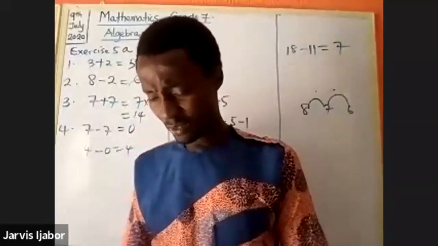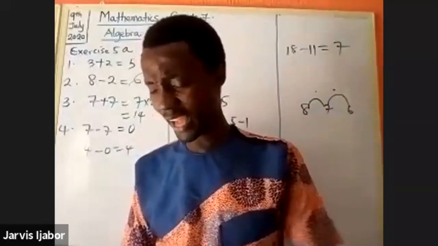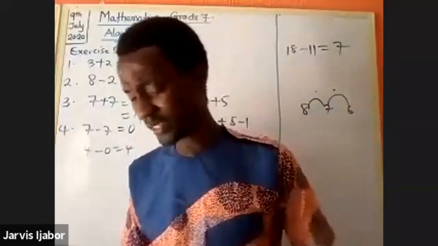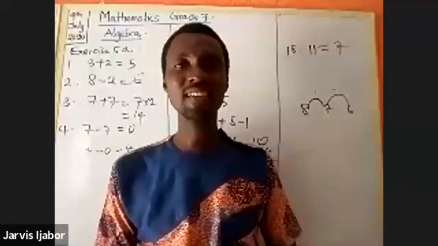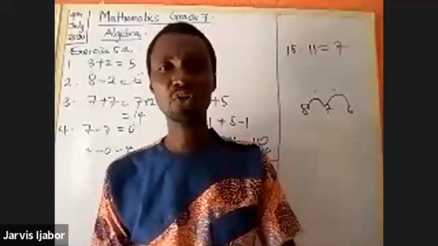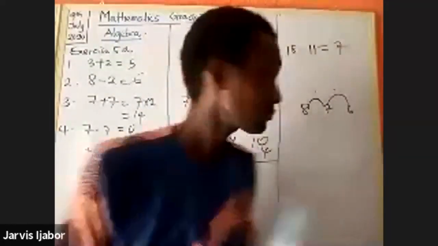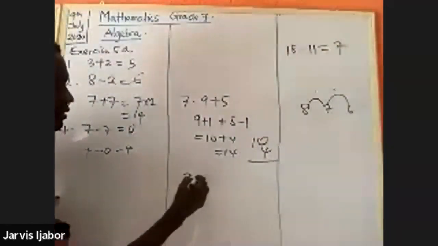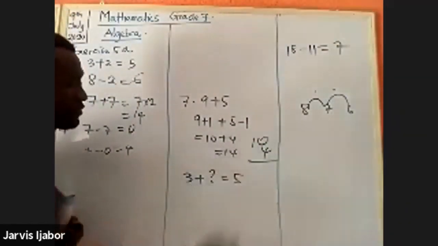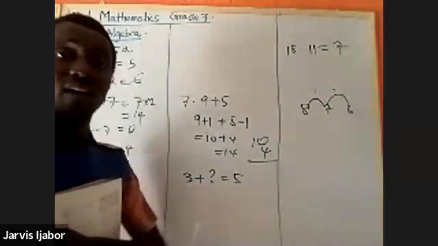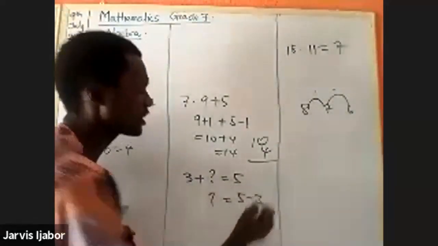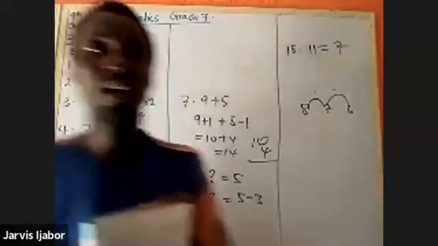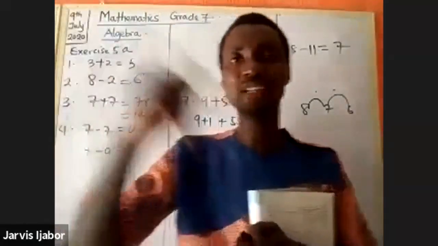Let's go to question 21. Question 21 says 3 plus something will give me 5. It means that I need to look for a number. I think of a number, I add 3 to it, and I'm getting 5.